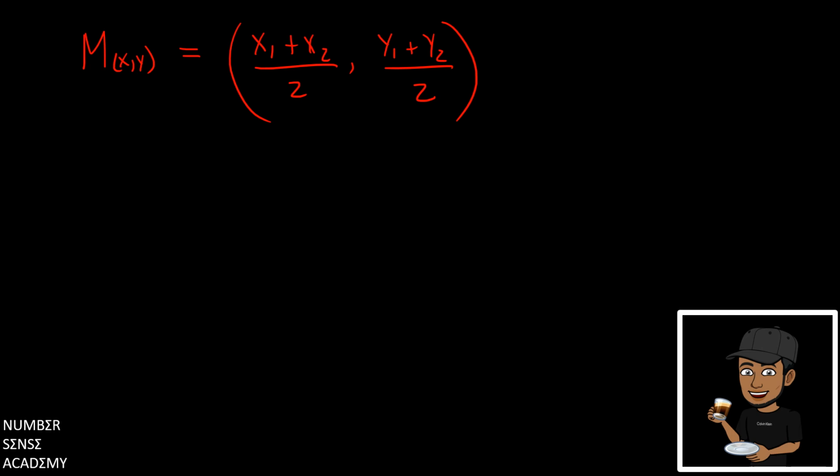So I have x1 plus x2 divided by 2. That gets me the halfway point between the two x values, and you must add them. Then I take the y values, I add them, and I divide by 2. The reason I'm stressing that you must add them is because it's very easy to mistake it for the slope formula.